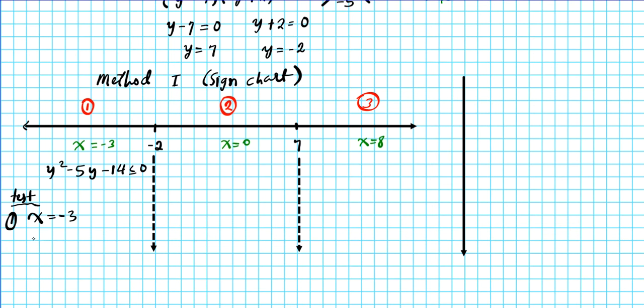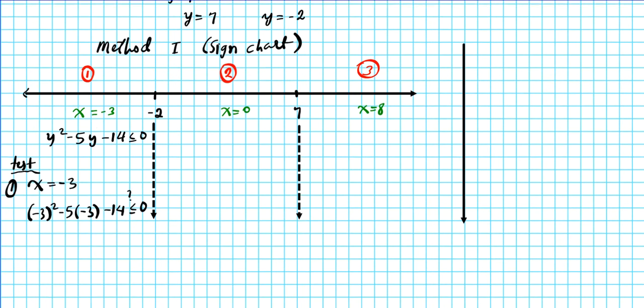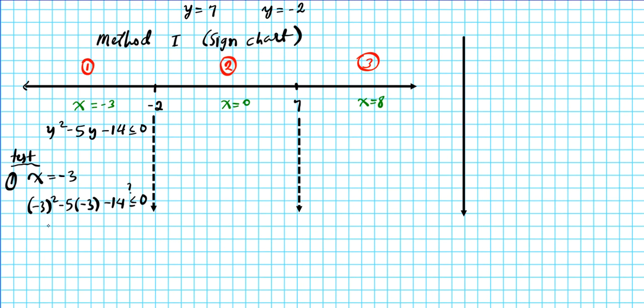Okay, so let's do it. We'll have -3 squared minus 5 times -3 minus 14. Is it less than or equal to 0? Let's simplify it using order of operations. -3 squared is 9 plus 15 minus 14. Is that less than or equal to 0?